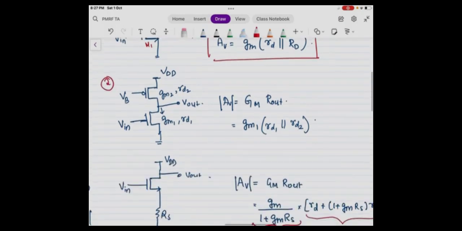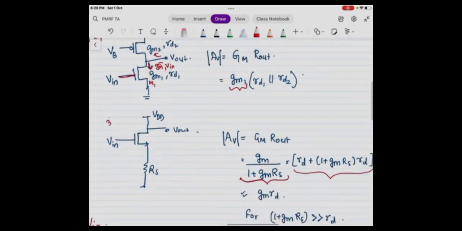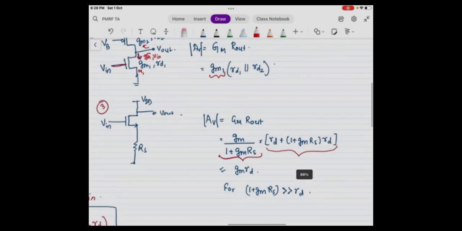Now the second configuration is this, in which RD is replaced by another PMOS here, which is properly biased, and there is a Vin. Again, as I said, the Vin is applied to M1, and therefore the current will be GM1 Vin. So the GM will be due to GM1, and R up parallel R down is R out, which is rd1 parallel rd2.